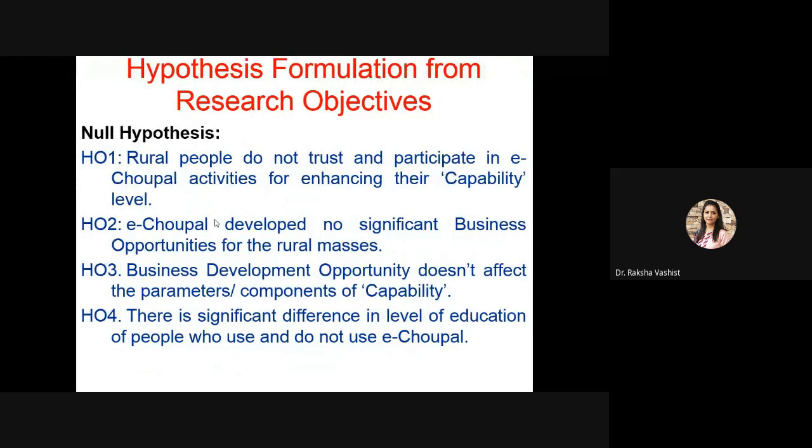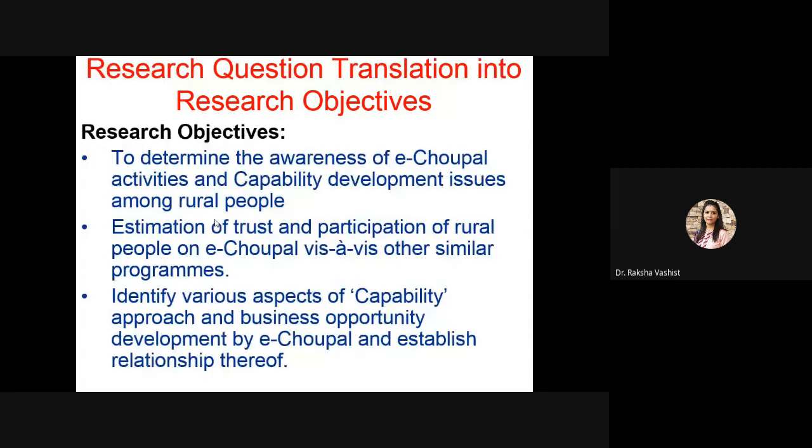Then we need to form the hypothesis from the research objectives. So as we know, a research hypothesis can be a null hypothesis as well as an alternate hypothesis, but we will use the null hypothesis in this example. The first null hypothesis is, rural people do not trust and participate in each OPAL's activities for enhancing their capability level. So this is from the research objective.